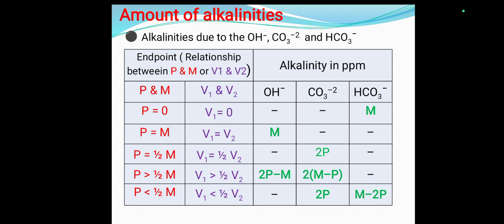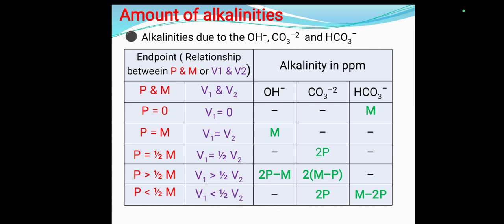Third, P equal to half M. Fourth, P greater than half M. And fifth, P less than half M. So equal to 0, equal to half, greater than half, and less than half. That is the relationship between P and M. Likewise, the relation is there between V1 and V2.